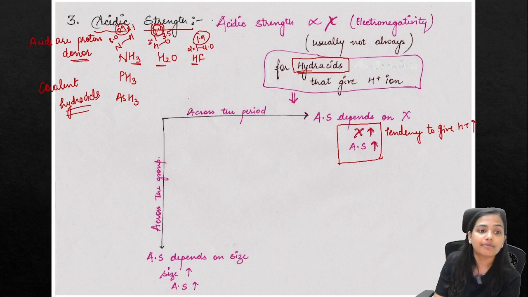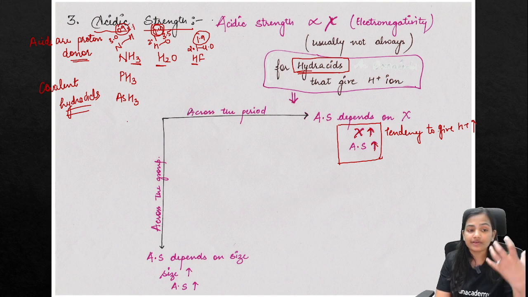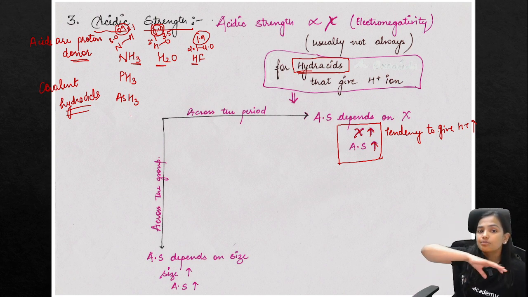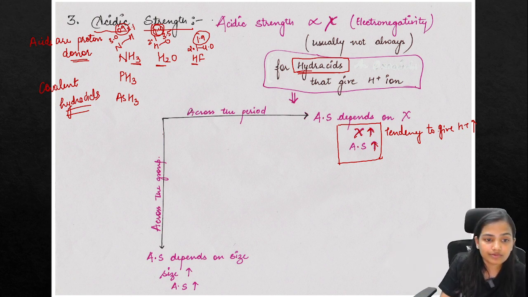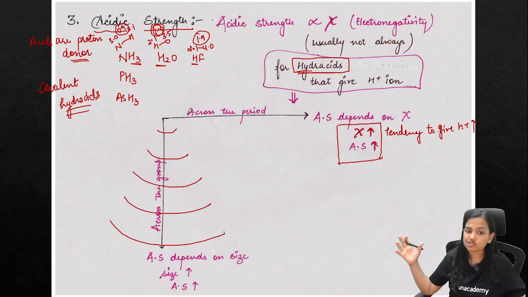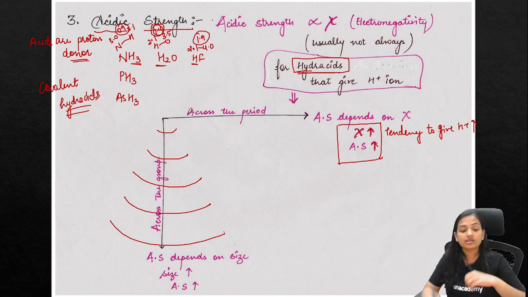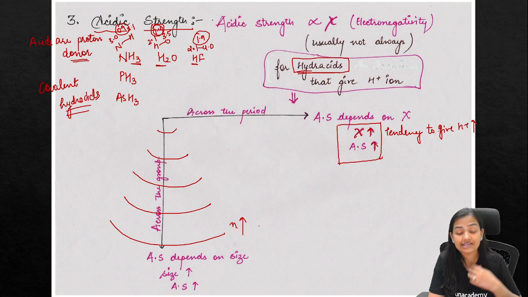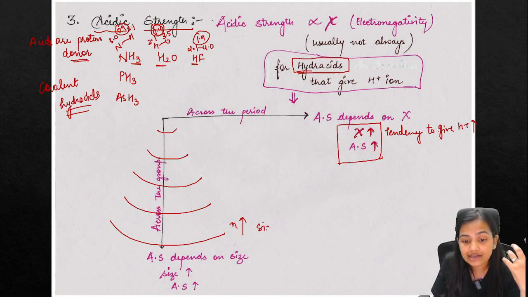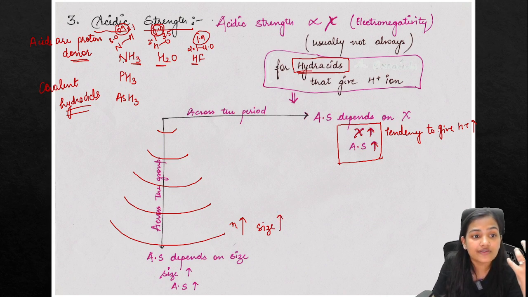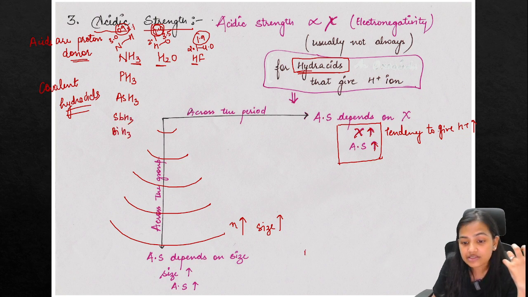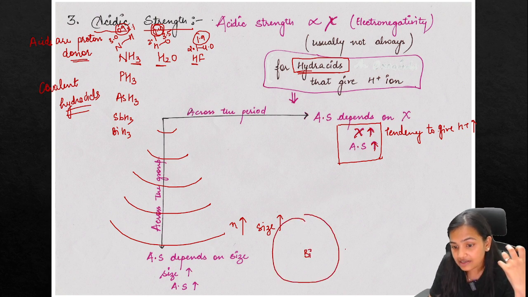Now what happens when we go from top to bottom? Going from top to bottom, we cannot apply the concept of electronegativity, because the n value increases a lot and therefore the size increases much. When going top to bottom, the n value predominates. In the case of nitrogen, phosphorus, arsenic, antimony and bismuth, the size of bismuth is so large and the hydrogen is so small that they will have a very poor orbital overlap.